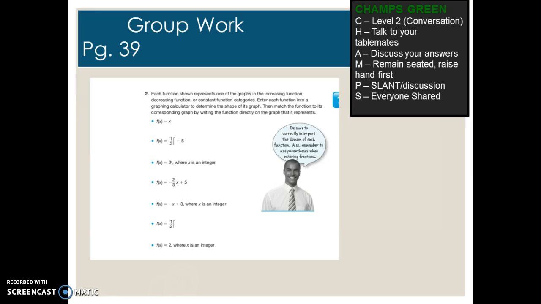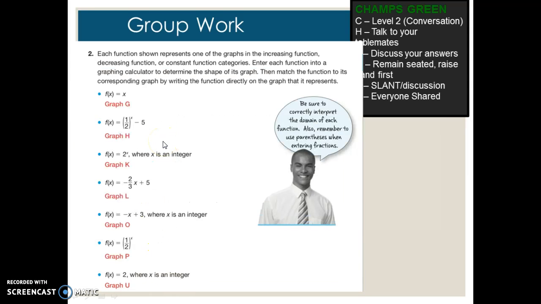So your homework, what you did in class was group work, and with your graphing calculator, you determined which graph matches these 7 bullet points. We went over them in class. For the first one it is graph G, for the second one it's graph H, and then so on.